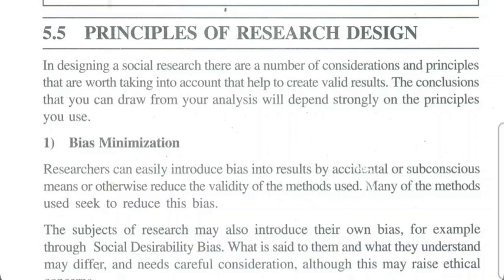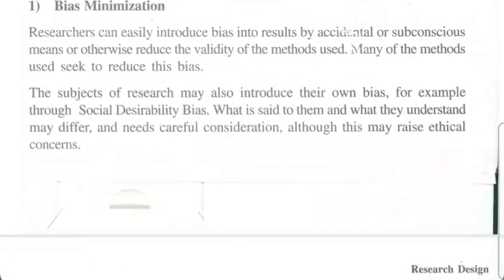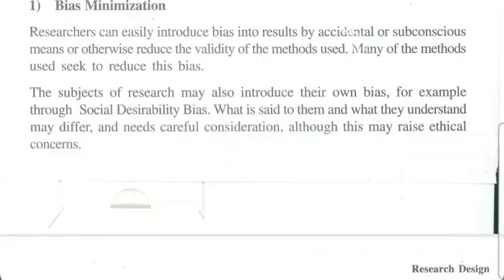1. Bias minimization. Researchers can easily introduce bias into results by accidental or subconscious means or otherwise reduce the validity of the methods used. Many of the methods used seek to reduce this bias. The subjects of research may also introduce their own bias, for example, through social desirability bias. What is said to them and what they understand may differ and needs careful consideration, although this may raise ethical concerns.